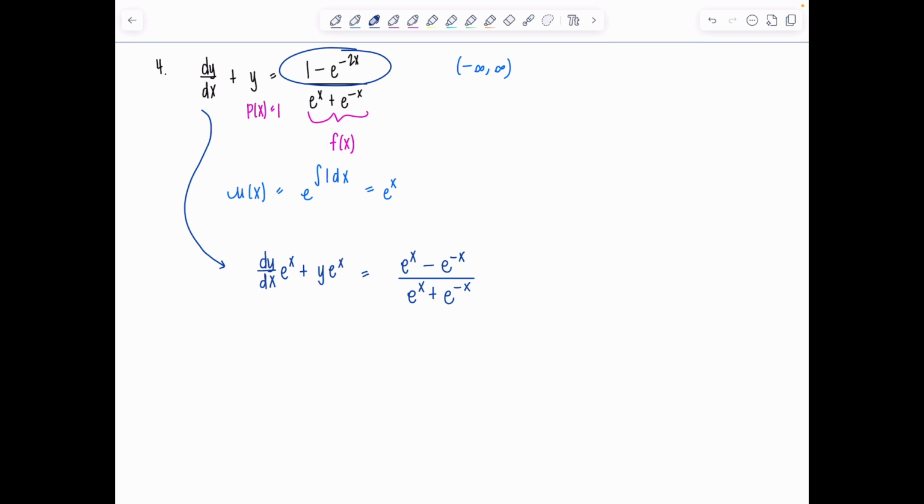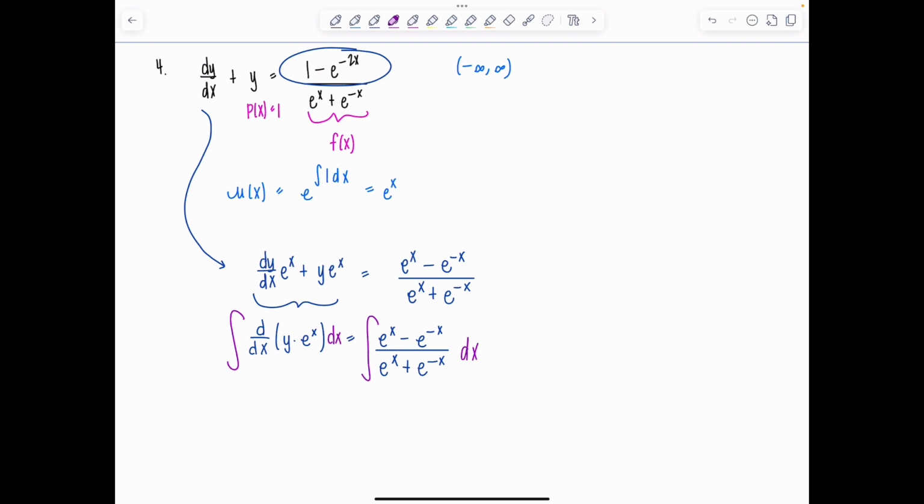Okay, let's check. Is this truly the derivative with respect to x of y times the integrating factor? Are you checking? Yes, it is. Okay, good. So then now we're going to go ahead, integrate both sides with respect to x.